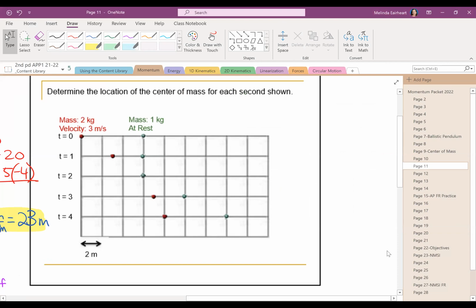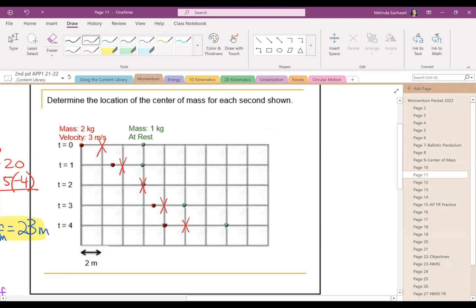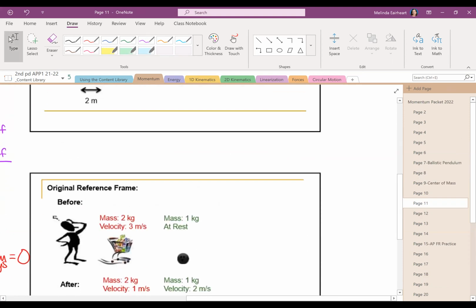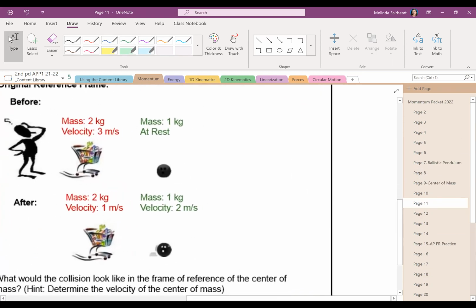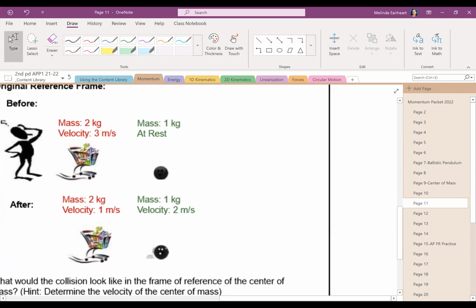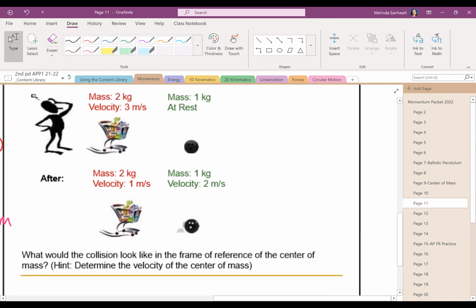Okay, so the only thing really, hopefully you drew some calculations, but the red X, your system center of mass, is going to keep doing what it's doing. 1 grid line each second, 2 meters per second. Yes? Okay. And so down below, they give us the before and after. What would the collision look like if we changed frame of reference?